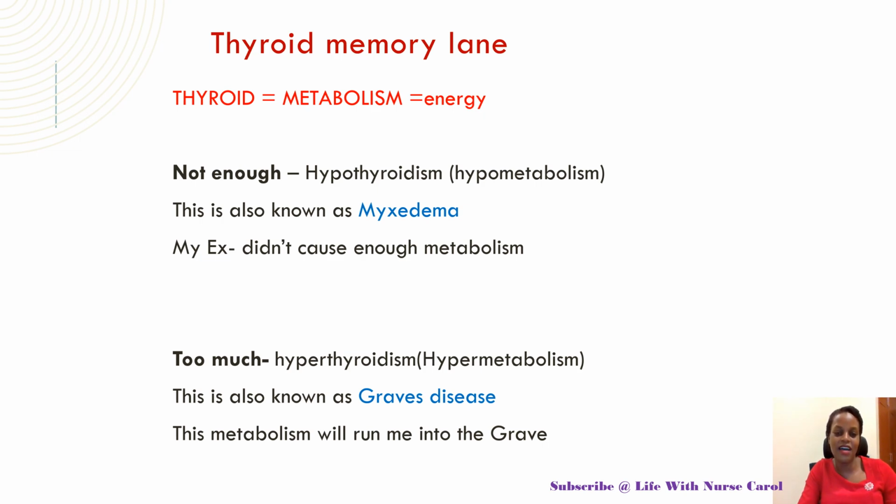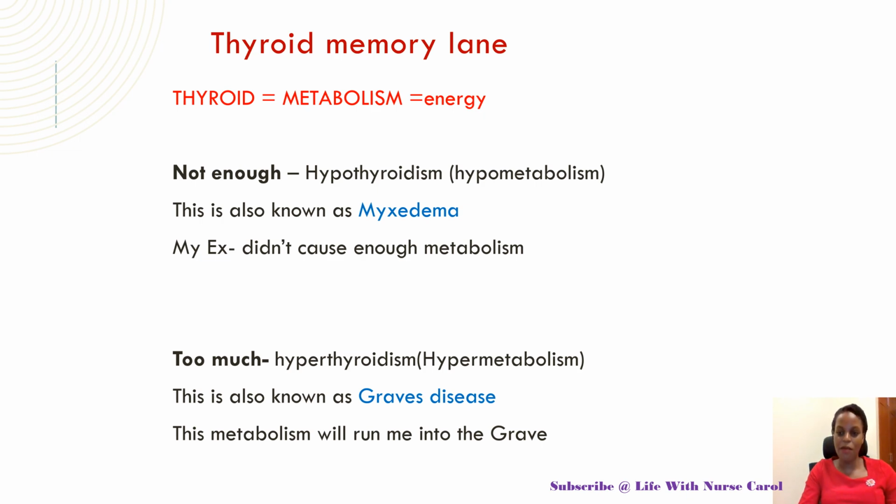didn't cause enough metabolism. And then when your body is secreting too much thyroid hormone, which is also known as hyperthyroidism or hypermetabolism, this is also known as Graves' disease. So how do we remember that? We said hyperthyroidism is equal to hypermetabolism.